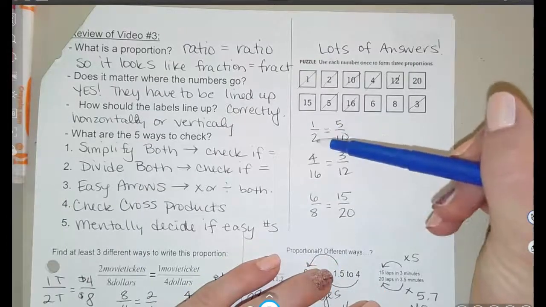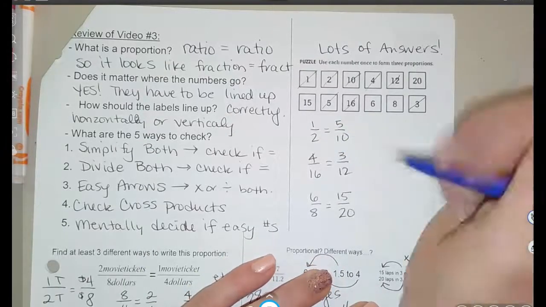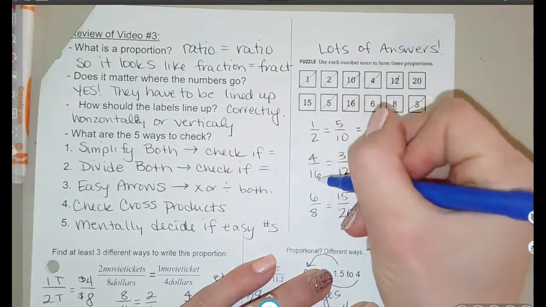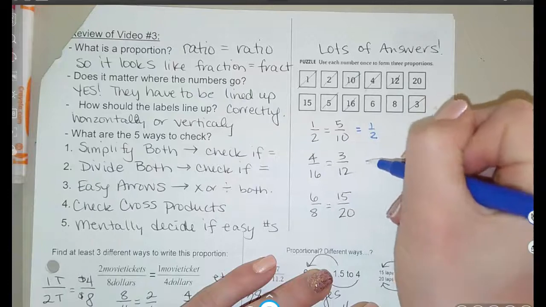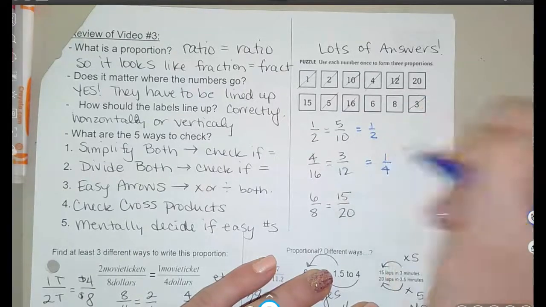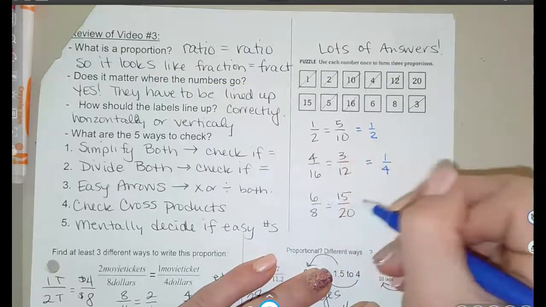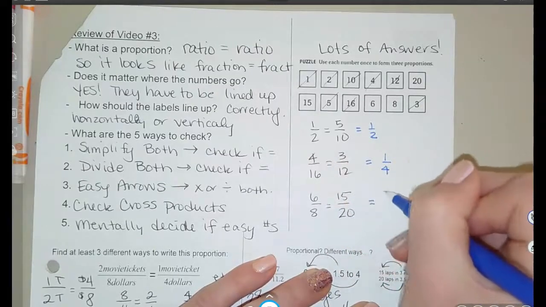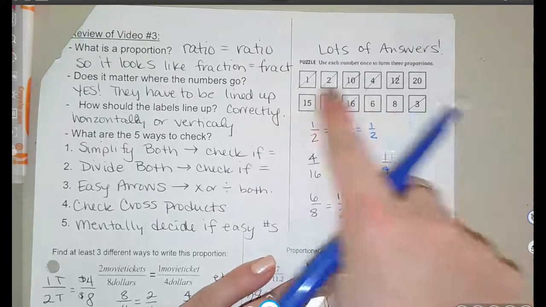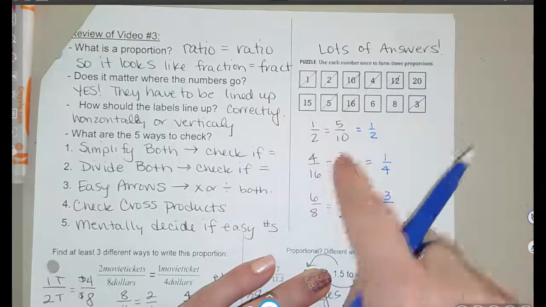So I have 1/2 is equal to 5/10, right? This would simplify to 1/2, so that would work. 4/16 and 3/12 would both simplify to 1/4, so those are equivalent. And then 6/8 and 15/20 would both simplify down to 3/4, so I know those are equal to each other. And I've used all the numbers up here once, okay?